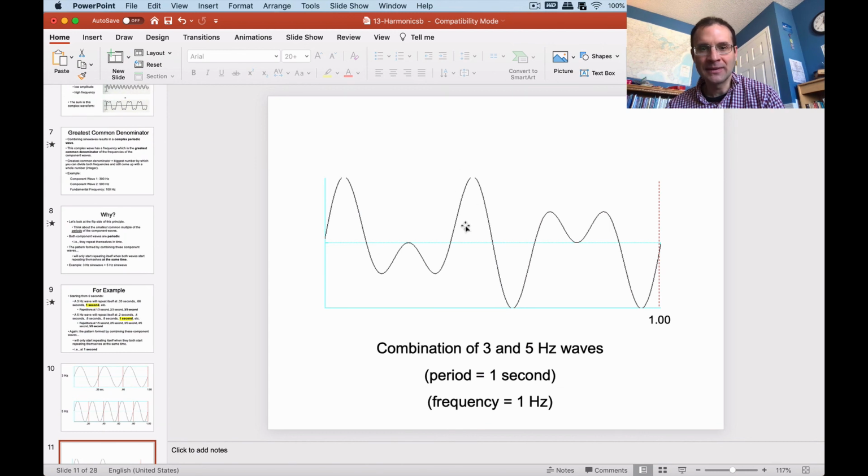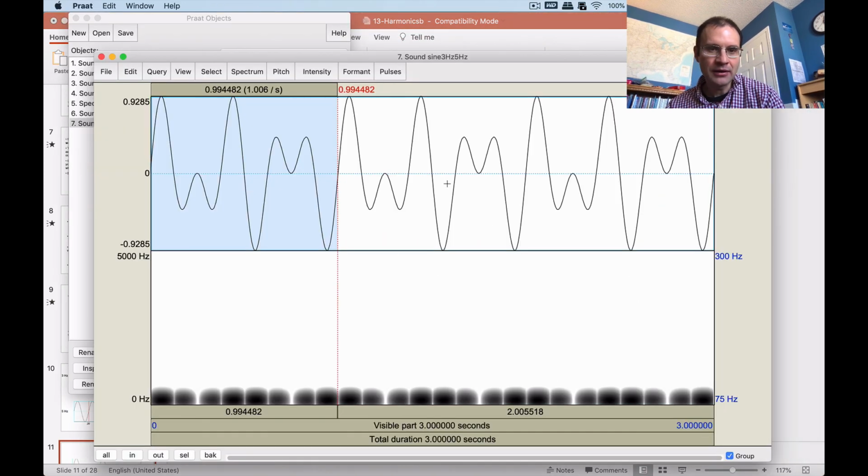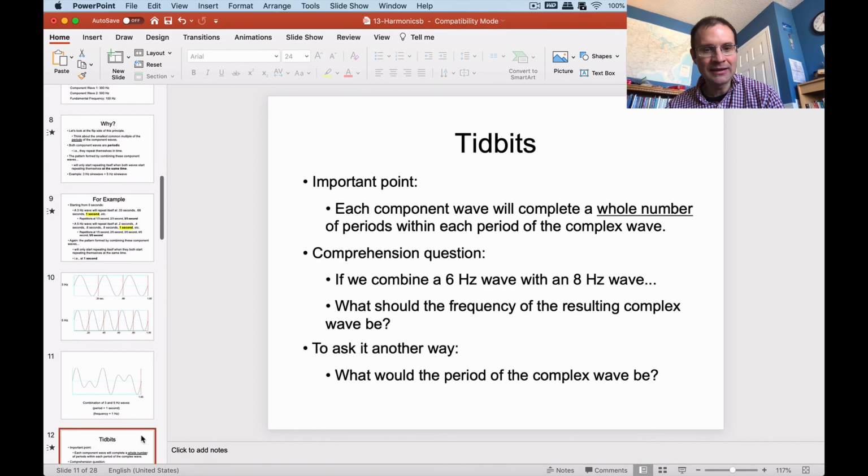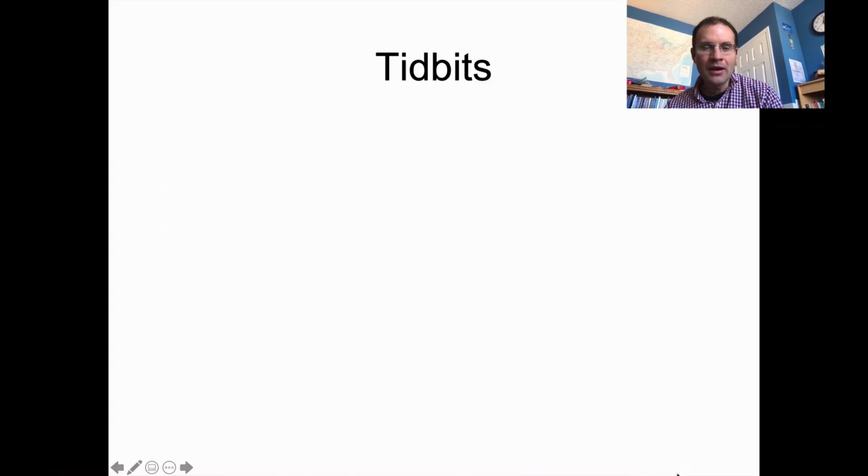It looks like this, and this is kind of what I showed you in Prot there just a second ago. The period of this is 1 second. That means the frequency is going to be 1 hertz, just like what we saw here in Prot, right? This is expanded over 3 seconds, so you can see how the pattern repeats. This is one complex pattern, and it repeats 3 times. Okay? It's happening because those individual sine waves line up and repeat again at the same time.